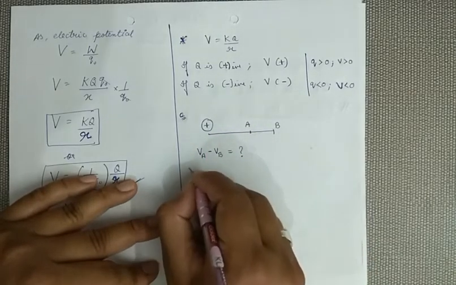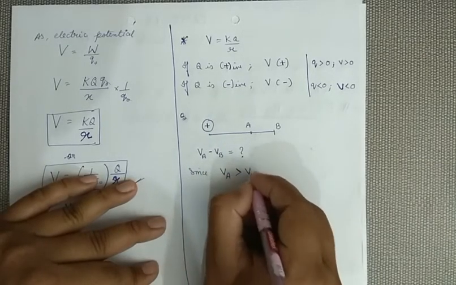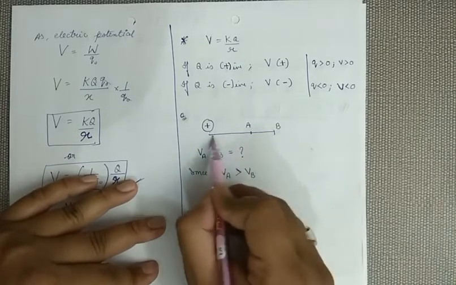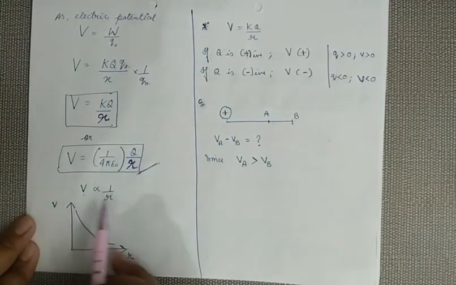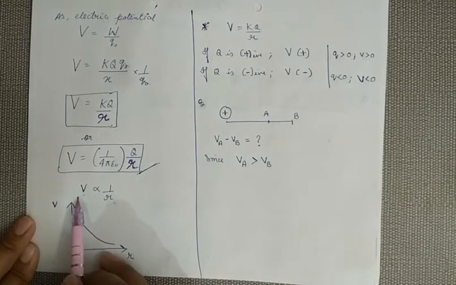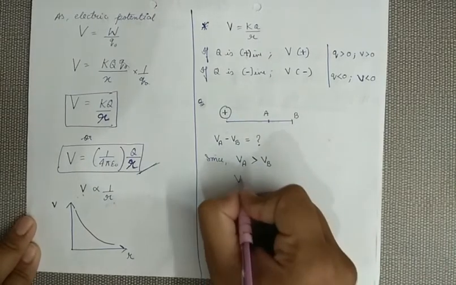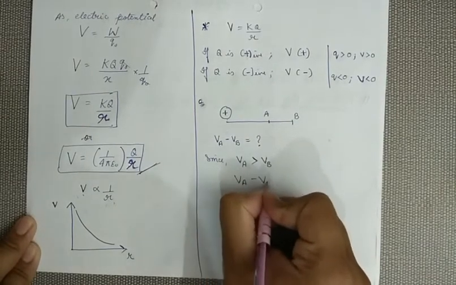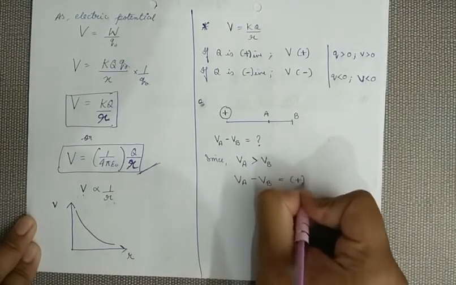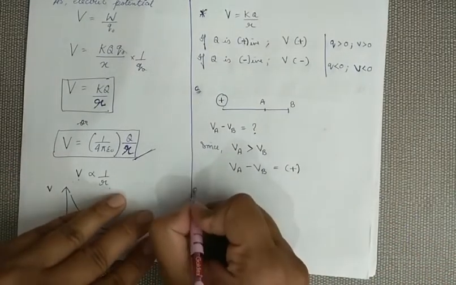So you can say that potential of A is more than potential of B. This is a positive charge and this distance is less. We know the potential is inversely related to distance. Smaller the distance, more will be the potential. So potential of A is more than potential of B. Therefore VA minus VB will be a greater quantity minus a smaller quantity, so it will give you a positive sign only. We have to just find the polarity, like a second part of this question.